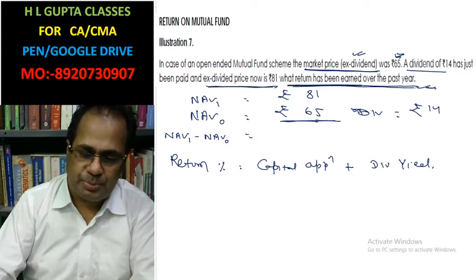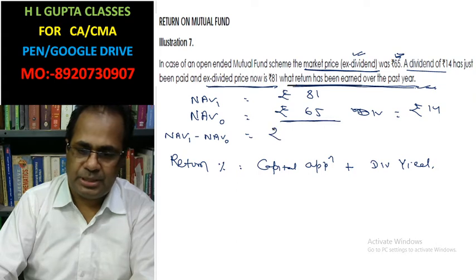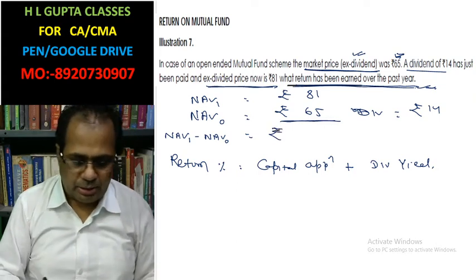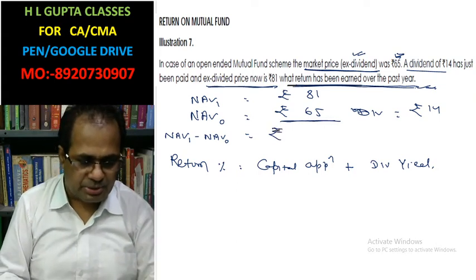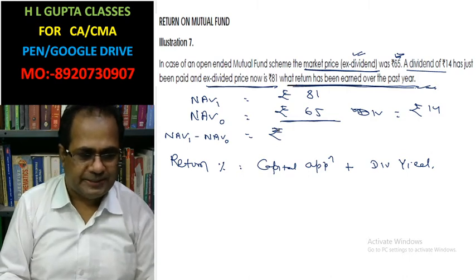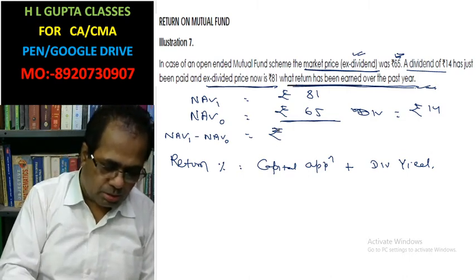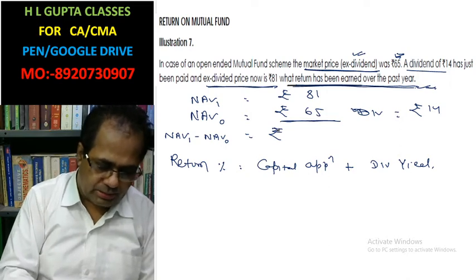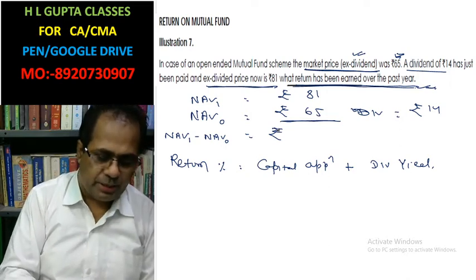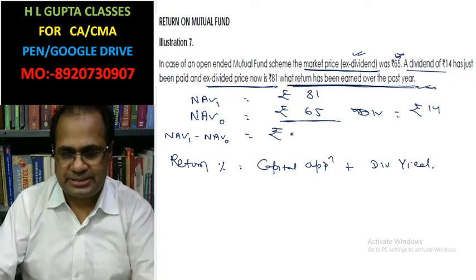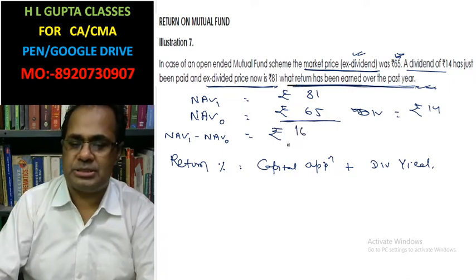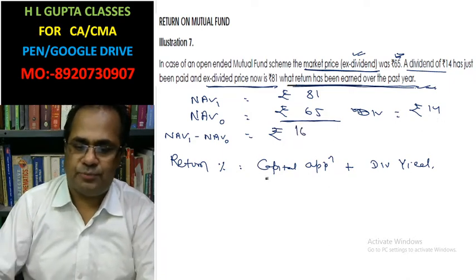81 minus 65, this will be 16. This is the capital appreciation. And the dividend is 14.